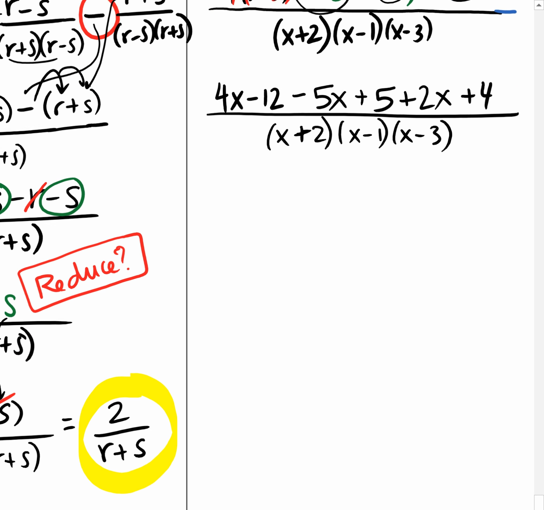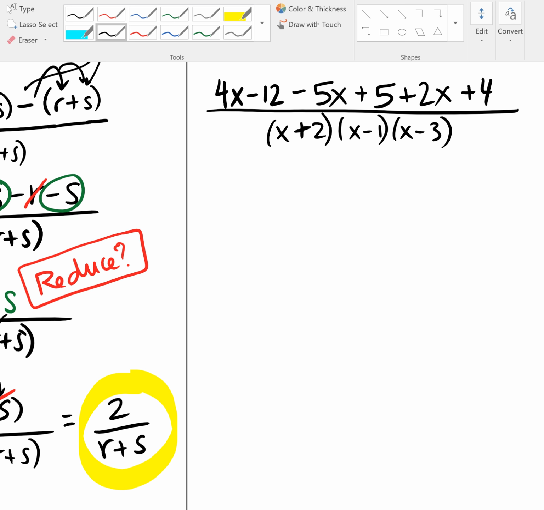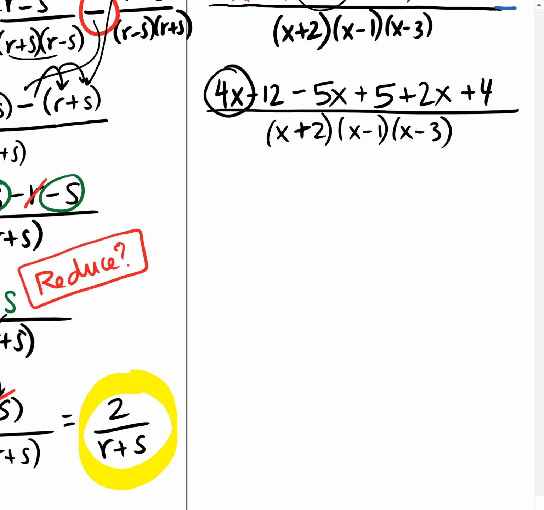Alright, now the numerator has a lot of like terms. What do we have here? 4x minus 5x plus 2x. Let's see, 4x minus 5x, that's negative x. Negative x plus 2x is just x. I'm just going to write the denominator now. I know it's not going to change.